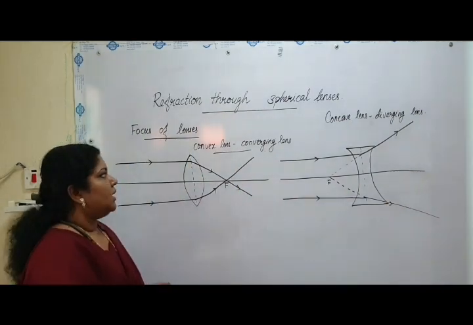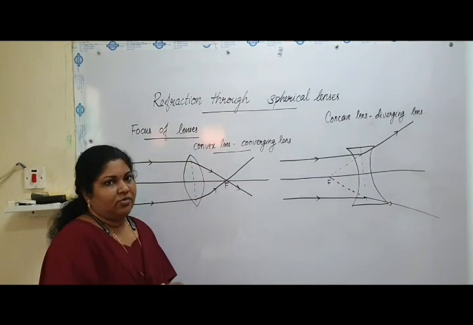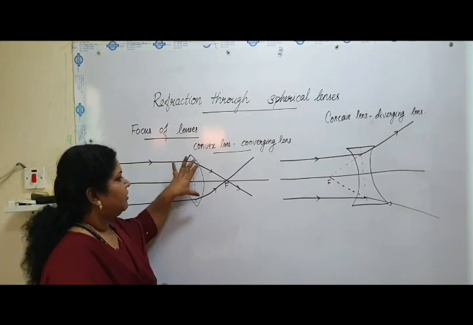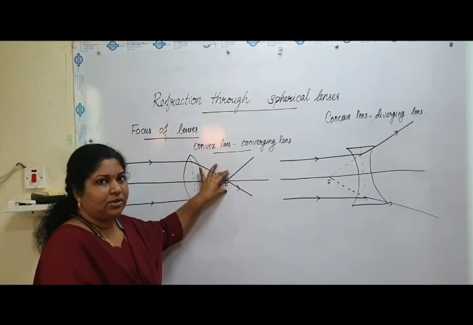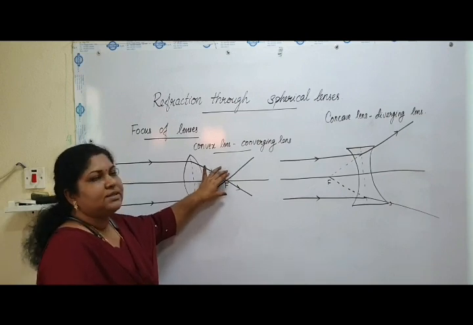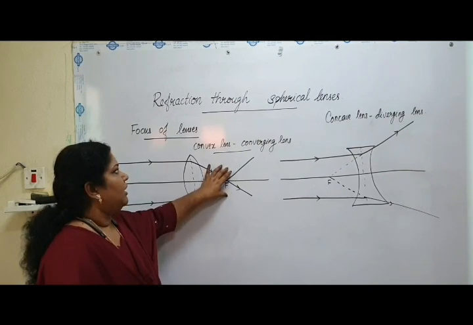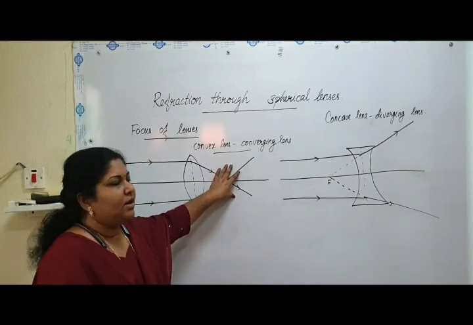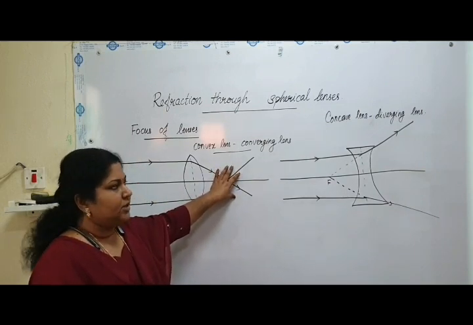Okay. So a converging lens or a convex lens, the rays which are coming parallel to the principal axis, after refraction it will meet at a point on the principal axis which is known as the principal focus of a convex lens, and it is converging. So we are calling that lens as converging lens.